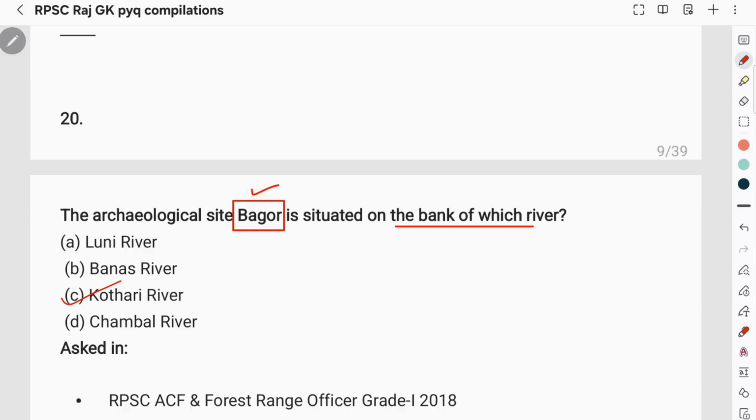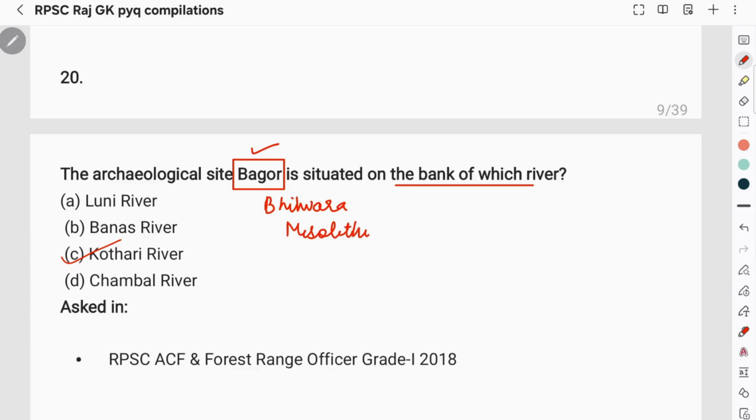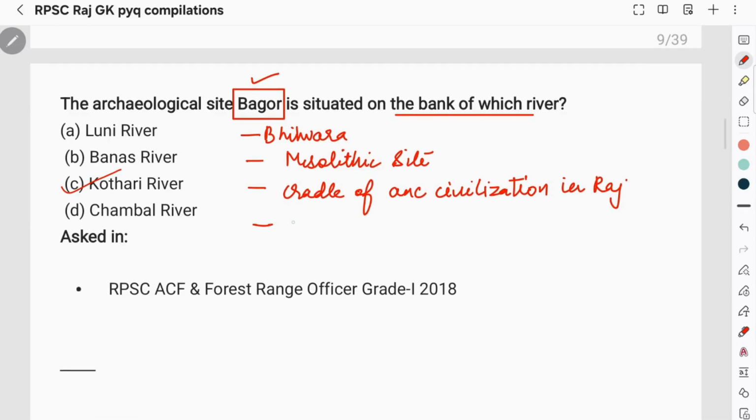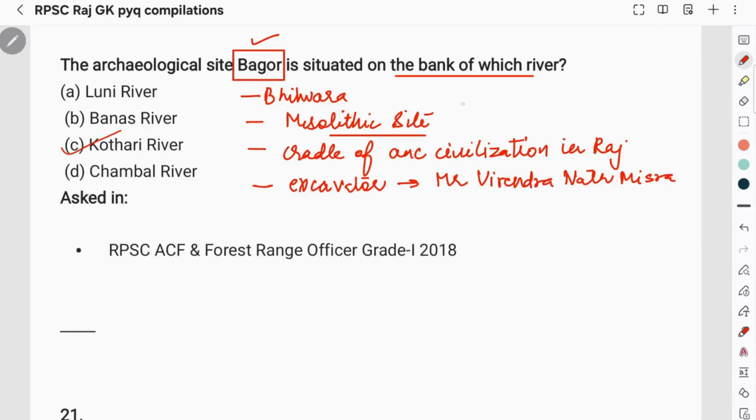Moving to Bagor, it is located in Bhilwara district. It is a Mesolithic site, and importantly, it is one of the earliest evident sites for the early historic period, and hence it is known as the cradle of ancient civilization in Rajasthan. Again, an important aspect is the excavator. It's Mr. Virendranath Mishra, and a common feature of Mesolithic sites is that we have microlith tools from the site, and from Bagor also we have found multiple evidences of microlithic tools.